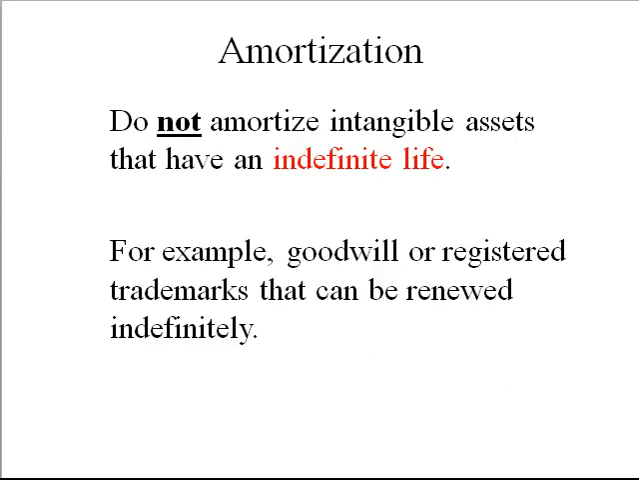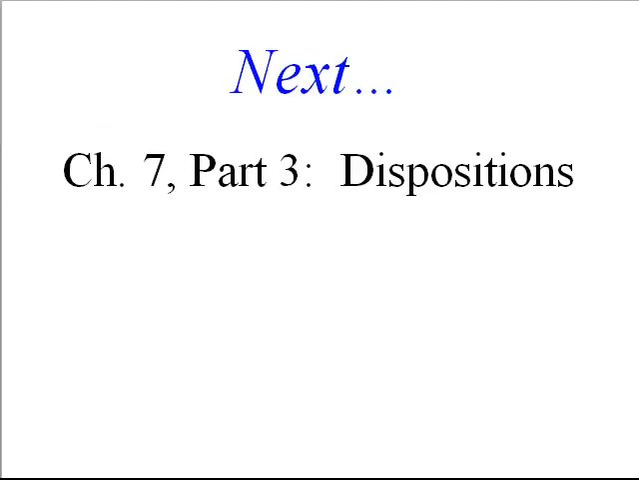We will record amortization only in instances where the asset does have an identifiable life. We will not record amortization if the asset has an indefinite life. Goodwill is a principal example of this. This concludes Part 2, our discussion of the use of assets. When we resume with Part 3, we will examine the disposition and thereby conclude the life cycle of long-term assets.